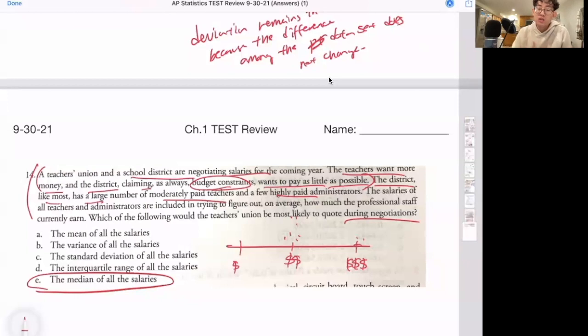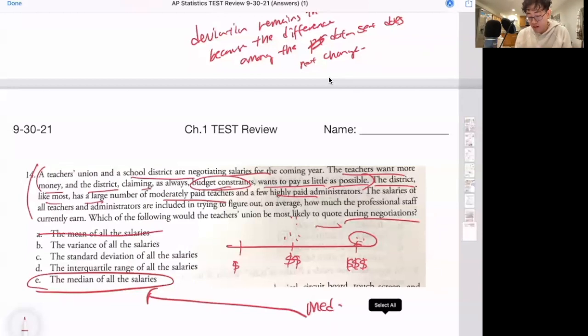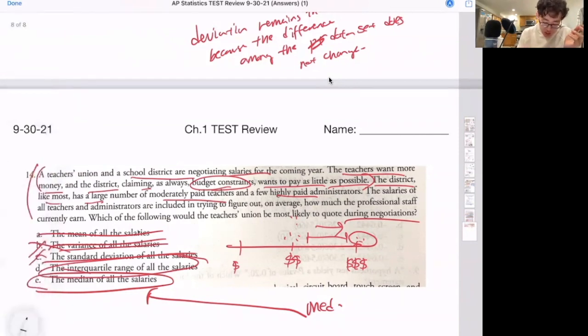If you're on the teachers union side, you want to fight for the teachers, so you want to not talk about these outliers. What does not get impacted by the outliers? What's resistant? Median. Mean, no. These outliers pull the mean in favor of the administrators. The variance of all the salaries, look at the variance between the highest and the moderately paid teachers. Standard deviation basically means the same thing as the variance. Interquartile range of all the salaries. Technically, that has something to do with quartile one and quartile three. It's good, but it's not as good as the median of all the salaries.